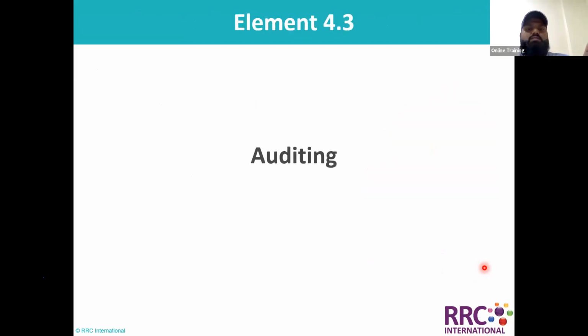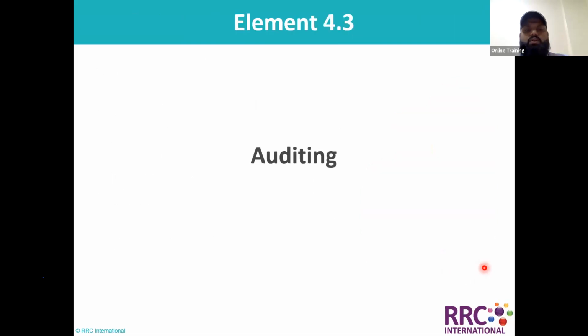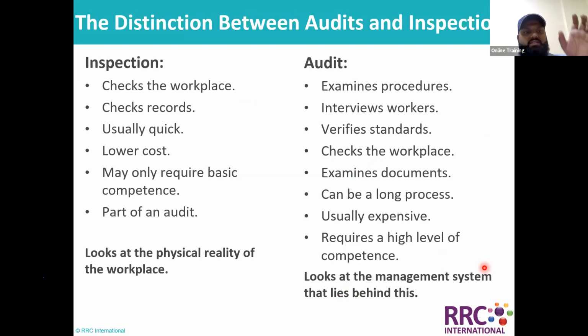Then we discussed auditing, which is the systematic, target-oriented, and point-by-point critical evaluation of the whole health and safety management system, where we learned the difference between inspection and audit. Inspection is part of an audit, and audit is a systematic review of the whole management system.